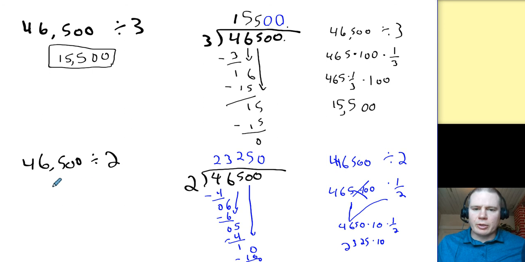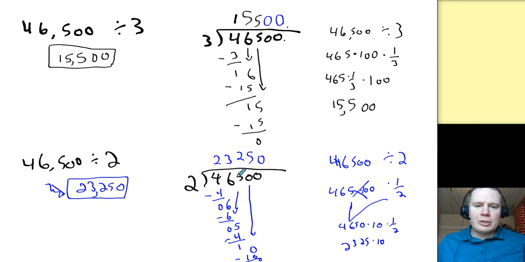So let's see, let's write our answer down here. 23,250. Right? Half of 46,000 is 23,000. Half of 500 is 250. Right? Maybe we could have done that problem in our head. But we want to see why we needed this 0 because it didn't go into this part evenly.